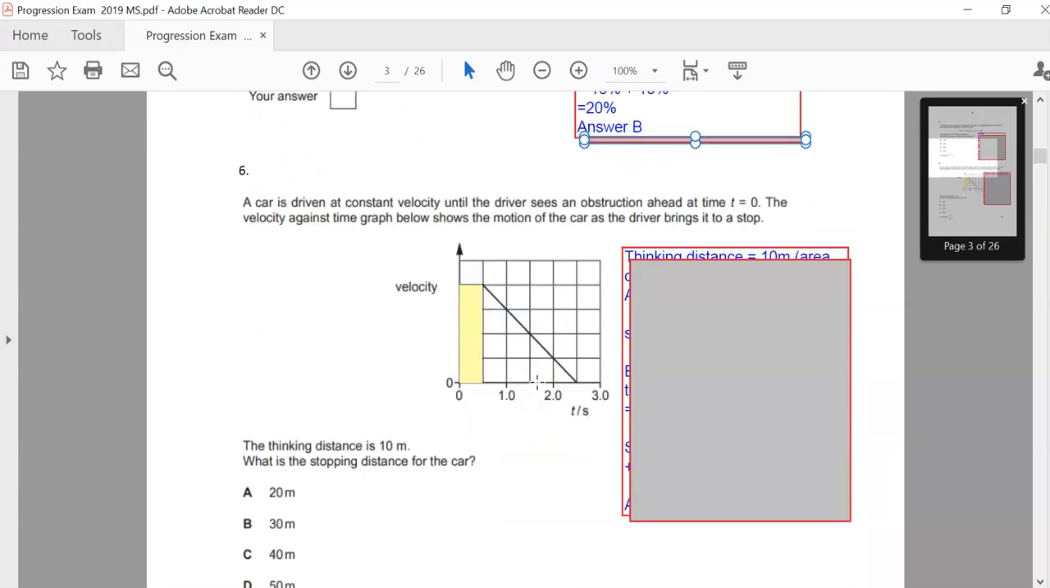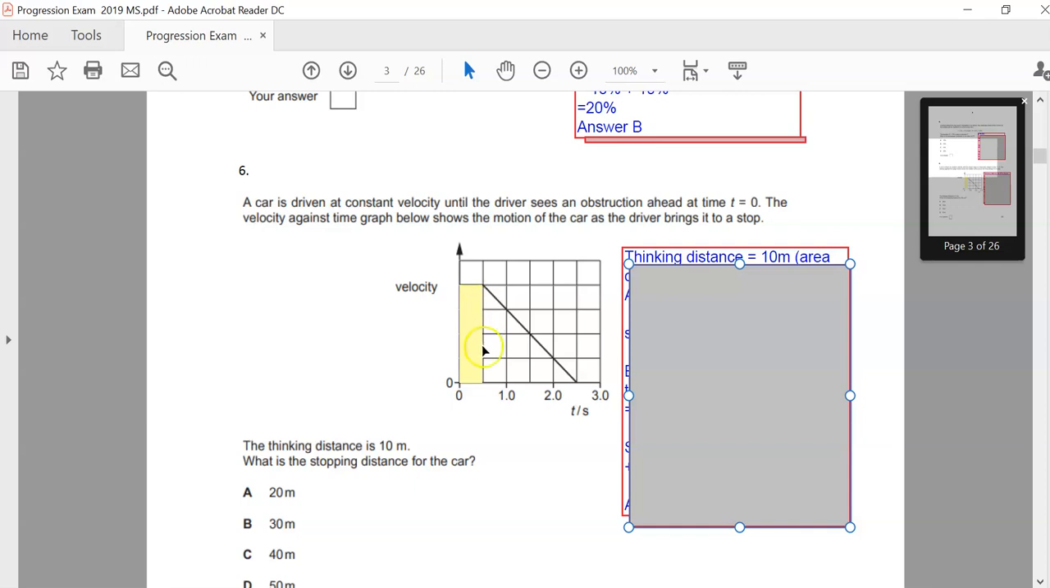Okay, question 6. So this is really testing your understanding of key terms as much as anything. You've also got to do some calculations based on this graph. A car is driven at constant velocity until the driver sees the obstruction ahead at t equals 0. The velocity against time graph is shown as the driver brings it to a stop. The thinking distance is 10 meters.